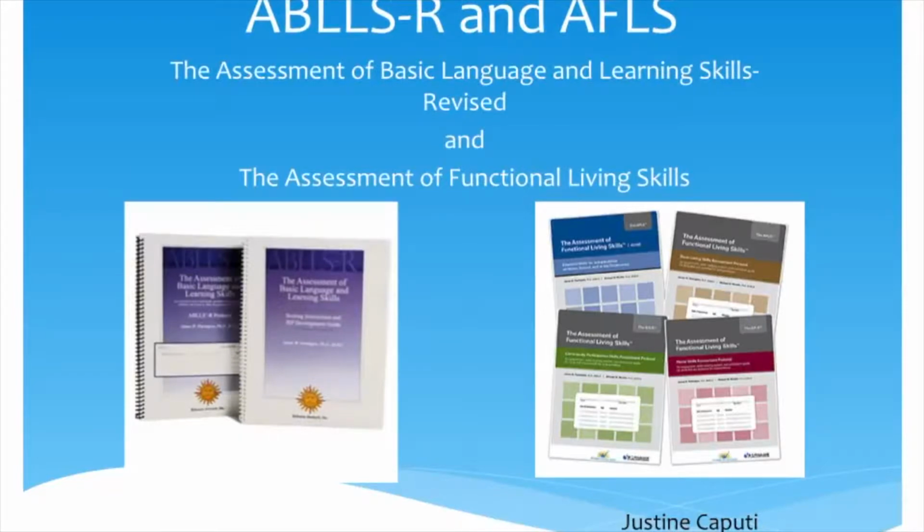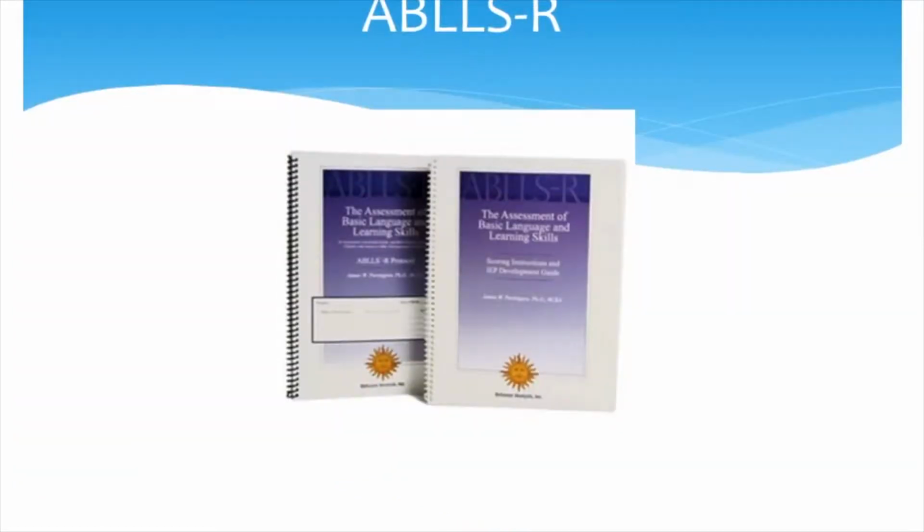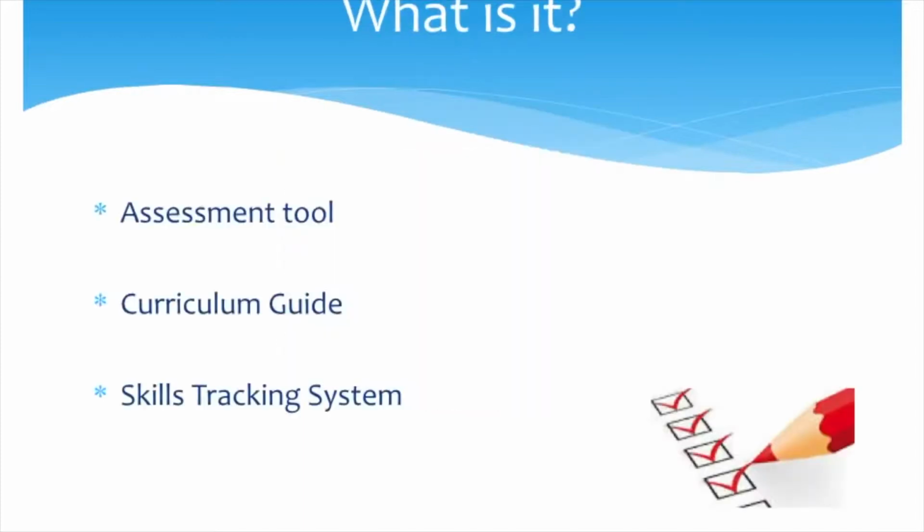This is a presentation on the Assessment of Basic Language and Learning Skills Revised, also known as the ABLLS-R, which is an update to the ABLLS that was published in 1998. And also a short review of the Assessment of Functional Living Skills, also known as the AFLS. This is the ABLLS-R. The ABLLS-R is an assessment tool, curriculum guide, and skills tracking system that can be used to help guide the instruction of language and critical learning skills.